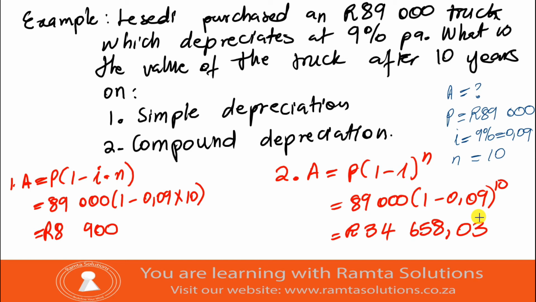Okay. So as you can see, straight line depreciation. I'm not going to go for that. If you sell me an item and you say its value is depreciating on a straight line method, I'm not going to take it. Look at how much it loses value. Can you see that? It's better when it's on a compound depreciation.